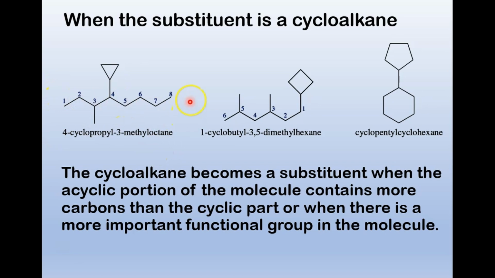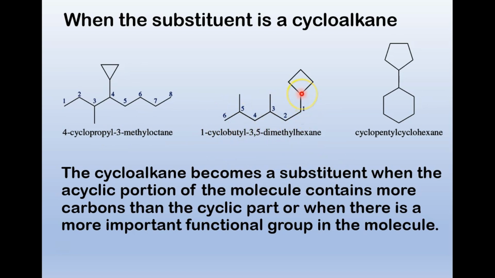1, 2, 3, 4. 1, 2, 3, 4, 5. Okay, that's why we number the chain going this way. So we have a methyl at 3 and a cyclopropyl. Chop off the -ane and add -yl. That's our convention for alkyl groups. So 4-cyclopropyl-3-methyloctane.